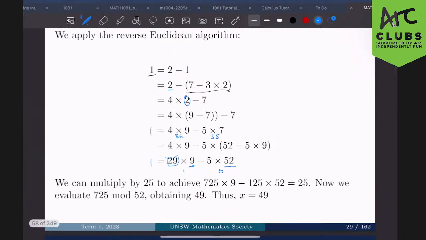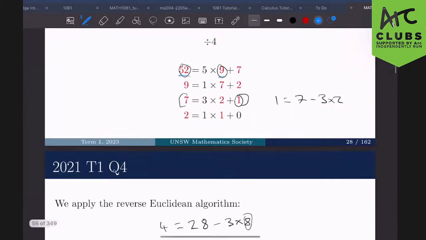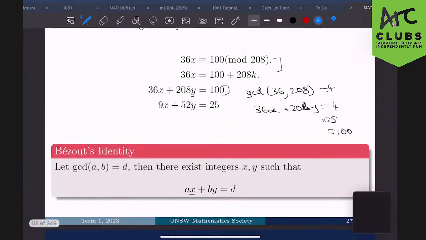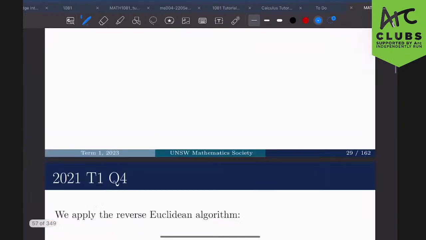But this isn't the final form that we wanted. We need to multiply by 25, because remember that on the right side here is 25. We currently have the integers for this equation, which is obviously not the same equation as we want, so we just multiply every term by 25.